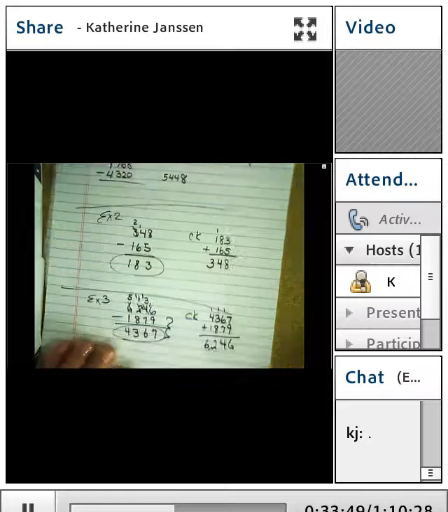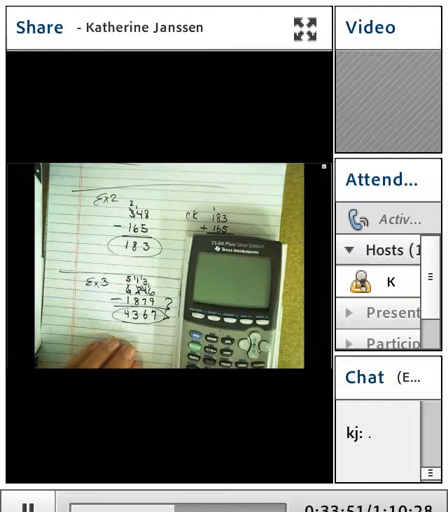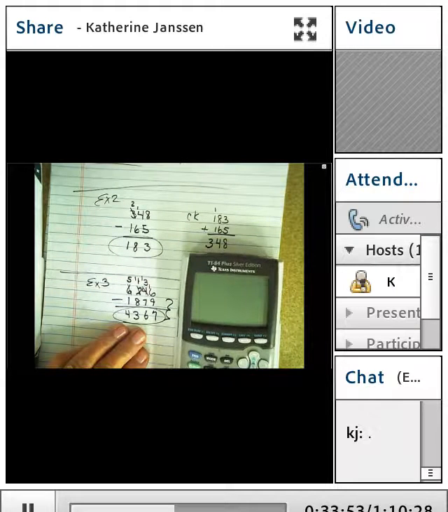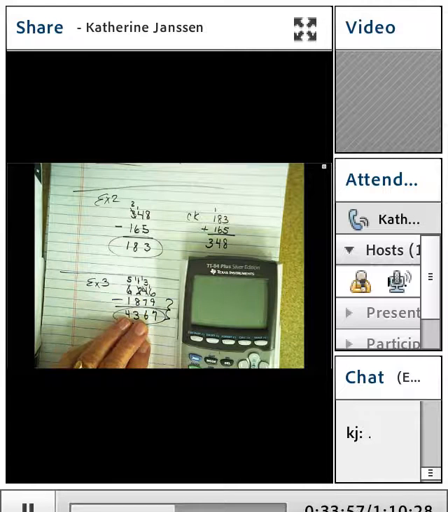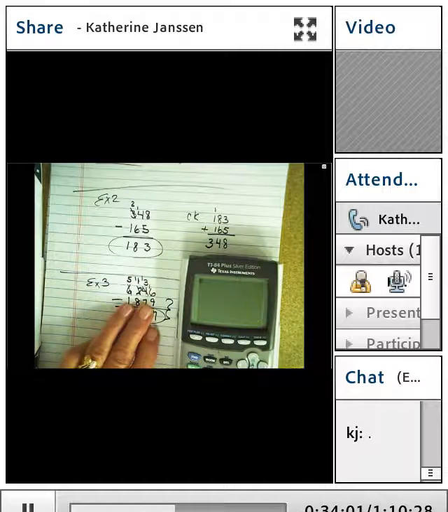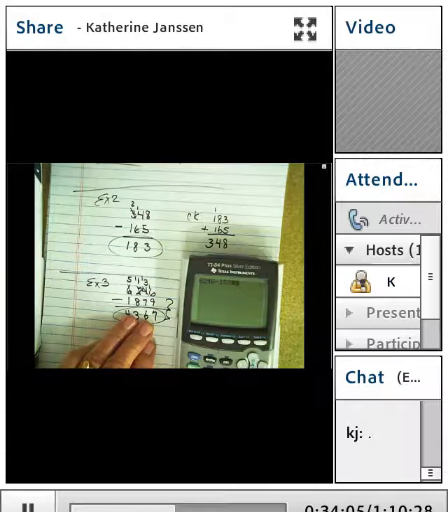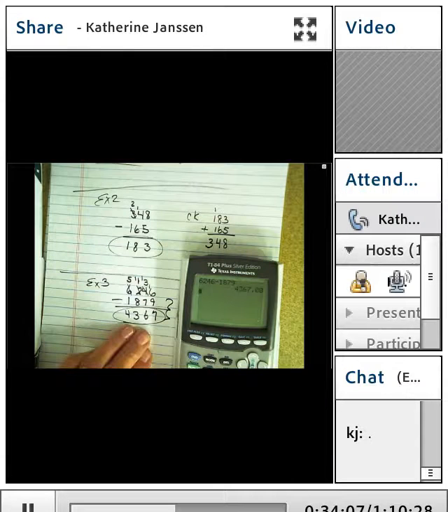With my calculator or Google Calc, 6,246, subtract 1,879, enter. Oops, got turned on first. 6,246, subtract 1,879, enter is 4,367.